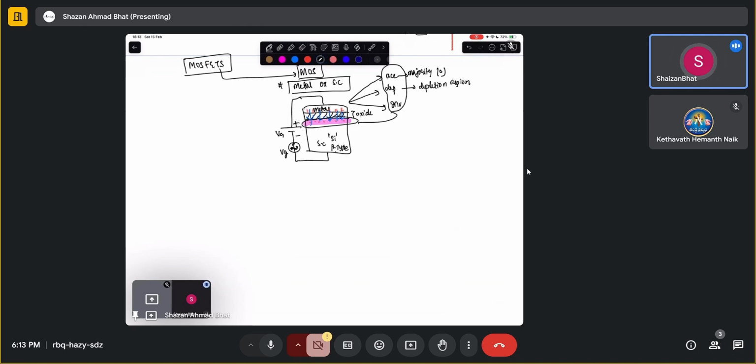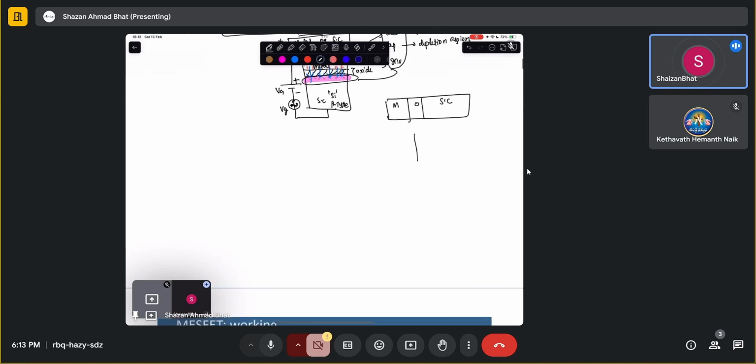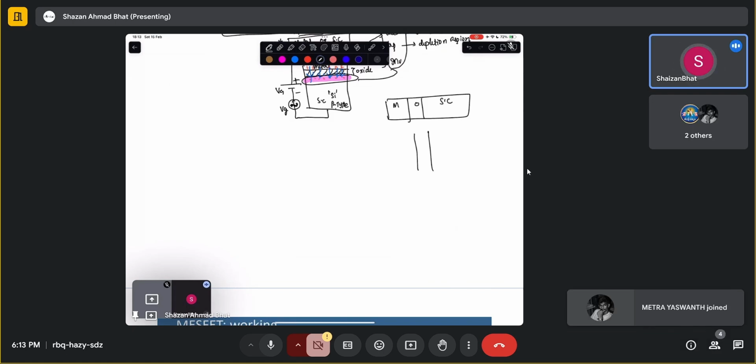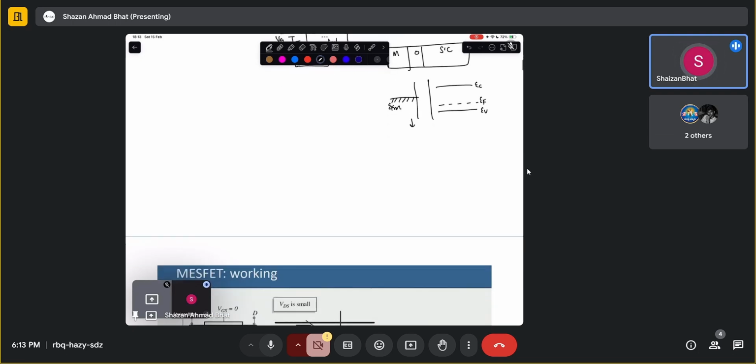Or maybe, if you rotate the device, you have a metal, then an oxide, then a semiconductor, with the oxide in between having a very huge band gap. On the semiconductor side, you have maybe a p-type semiconductor. So this is the conduction band, this is the Fermi level, this is the valence band. And on the metal side, you have the metallic Fermi level, which is like this. Then you might have certain band bending like this in this system. That is what you have studied till now.